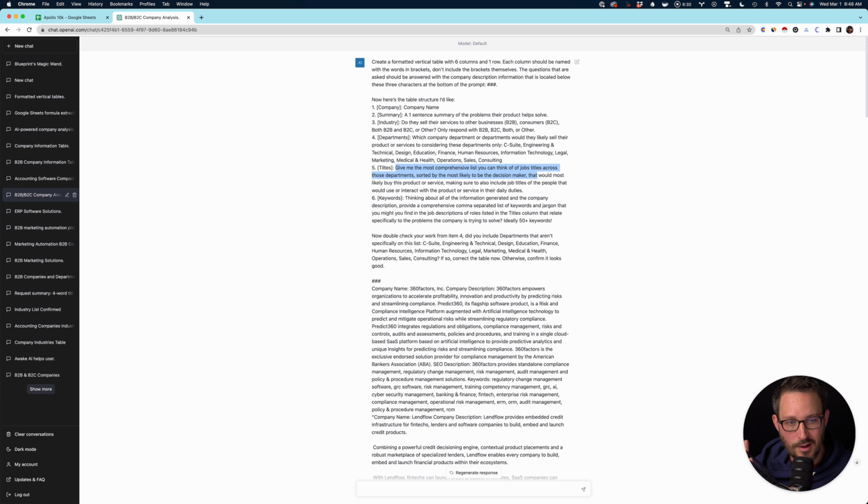Now, give me the most comprehensive list you can think of, job titles across the department, sorted by the most likely to be the decision maker. Good thing it didn't shame me for this. I did ask it to help me with my prompt, making sure to only include job titles of the people that would use or interact with the product, service, and daily duties. Then I said, thinking about all the information generated at the company description, provide a comprehensive, comma-separated list of keywords and jargon that you might find in the job descriptions of roles listed in the titles they can relate to. Ideally, 50 plus keywords, which it didn't do.